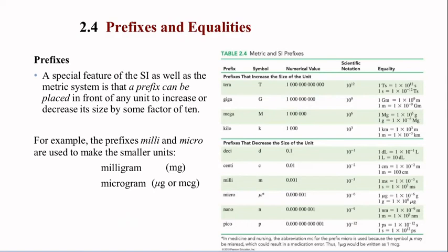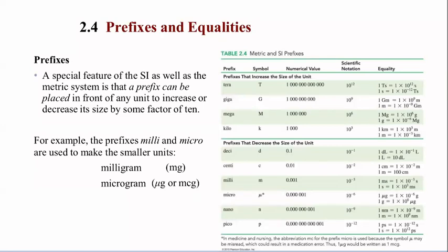Prefixes, as you can see by definition, are a special feature that has been utilized in the SI system and the metric system. This is placed in front of any unit, and its purpose is to increase that unit in size or decrease that unit in size. Now, you can see on the left side of the slide that we have specific prefixes that are utilized to make a specific measurement into a smaller unit.